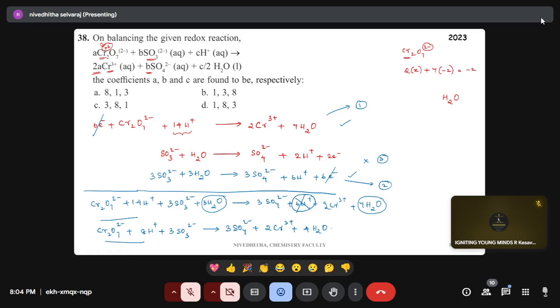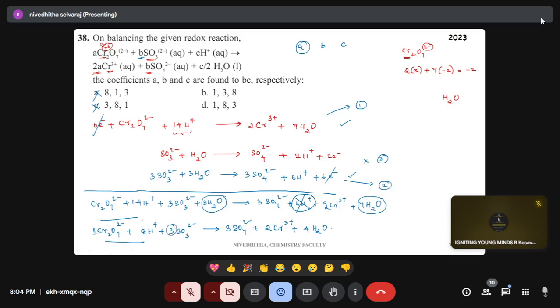Okay. So we have to find the value of X. I mean, A, B, and C. A is the coefficient of chromium, which is 1. So option A and C were ruled out. And coefficient B is the coefficient of SO3 2 minus. So here it is 3. So what must be the answer then?